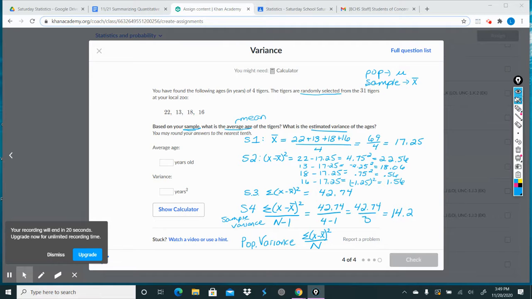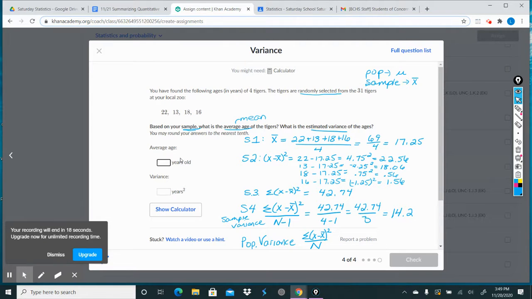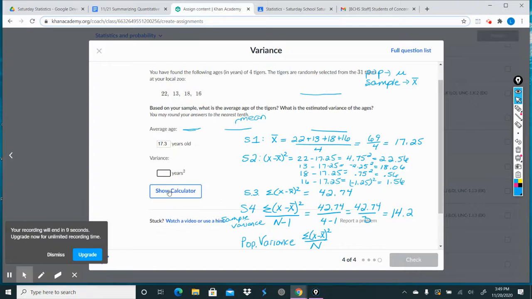So we're going to type our answer in here. Our average was 17.3 because we had to round, and 14.2, we have to round to the nearest tenth.